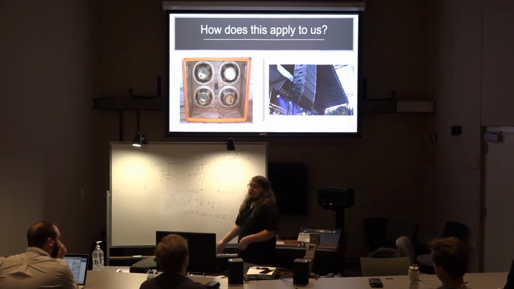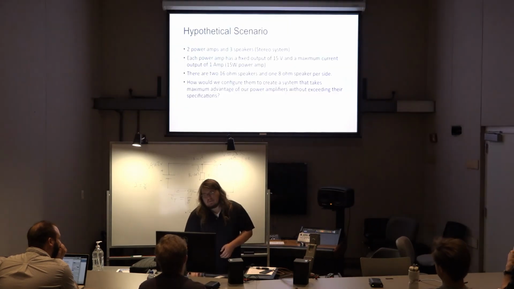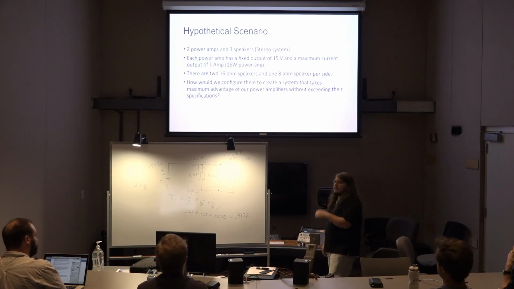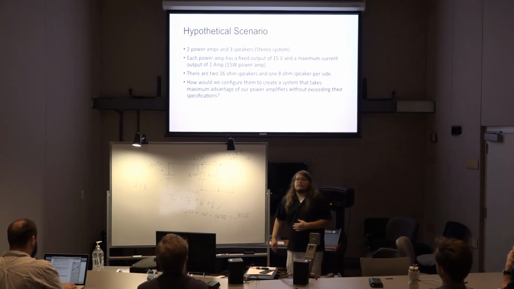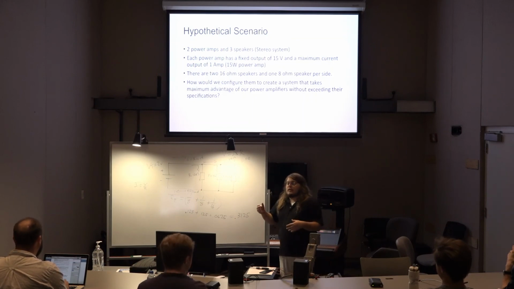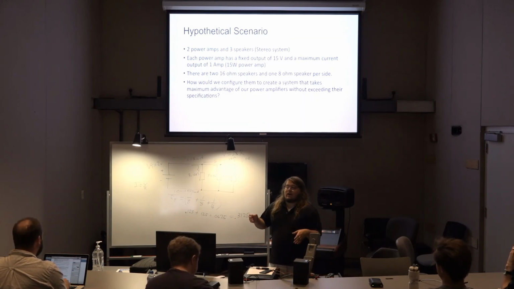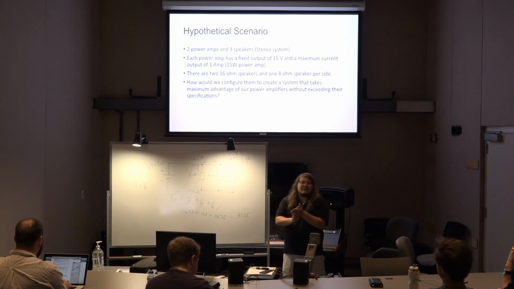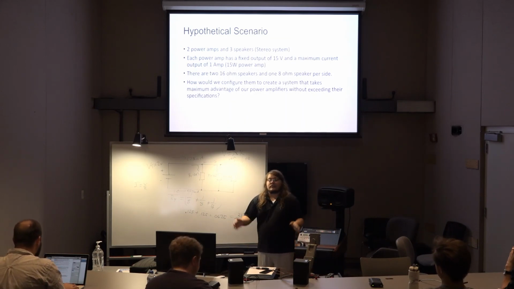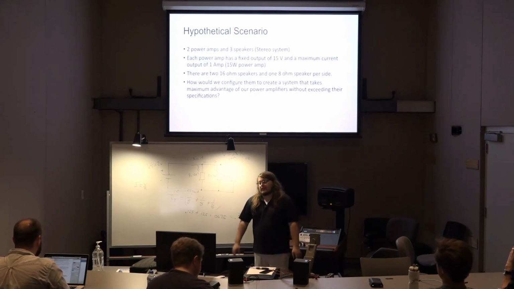Okay? So that leads us to our last little bit here, which is our hypothetical scenario that I want you guys to think about and to come up with a solution for the next time, and we'll talk about it at the start of next class. Our hypothetical scenario, we have 2 power amps and 6 speakers, 3 speakers per side. So ideally, 1 power amp, 3 speakers, 1 power amp, 3 speakers. So we have stereo. We like stereo.